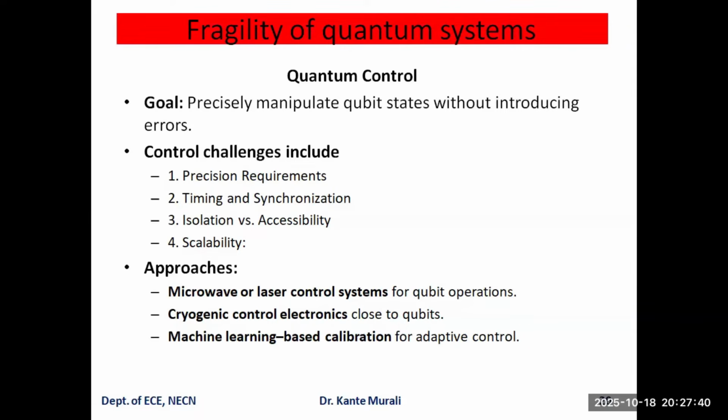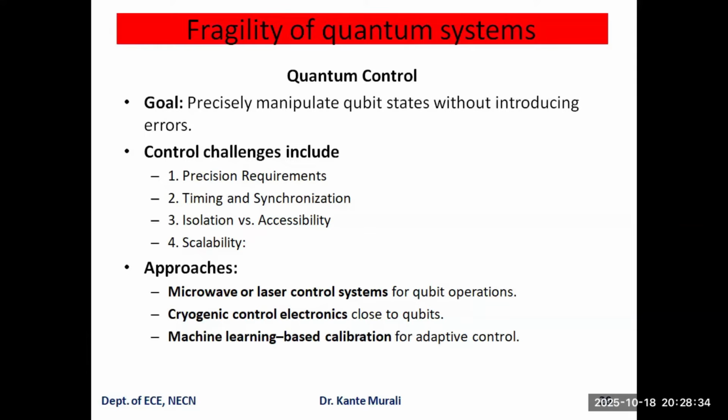Finally, to wrap up this section, quantum control is the art of precisely steering qubits. Our goal is to apply gate operations with incredible accuracy, often with errors less than 1 in 10,000. However, to achieve this much accuracy, we have control challenges which include maintaining timing and synchronization, balancing isolation with accessibility, and scaling up control systems as qubit numbers are growing day by day.